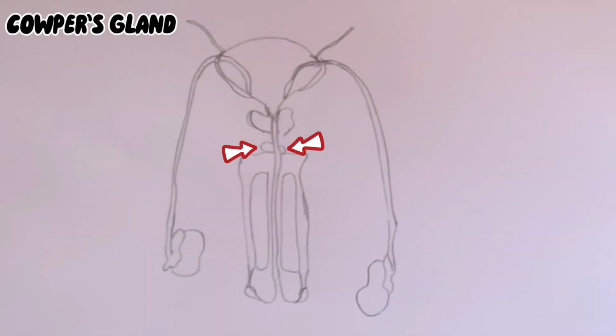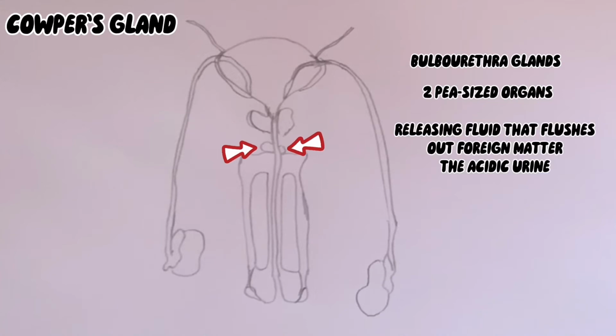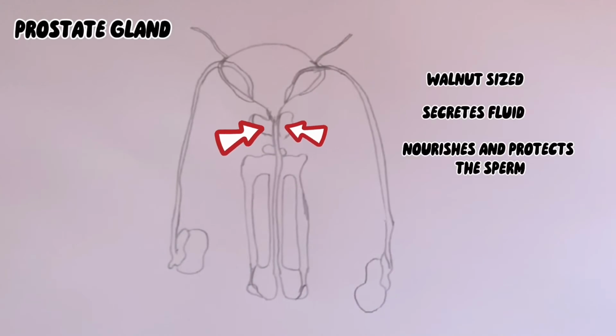Then, the functions of the Cowper gland, also called the bulbourethral glands. This is a pea-sized organ that releases fluid that flushes out foreign matter and neutralizes the acidic urine in the urethra. The last is the prostate gland. This is a walnut-sized gland located between the bladder and the penis. It secretes the fluid that nourishes and protects the sperms.